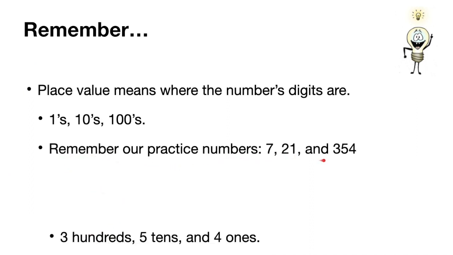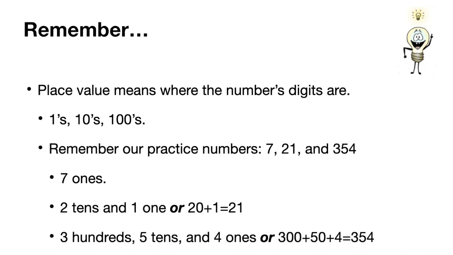So remember our practice numbers. They are 7, 21, and 354. We had 7 ones, 2 tens and 1 one, or 20 plus 1 equals 21. And lastly, we have 3 hundreds, 5 tens, and 4 ones, or 300 plus 50 plus 4 is 354.